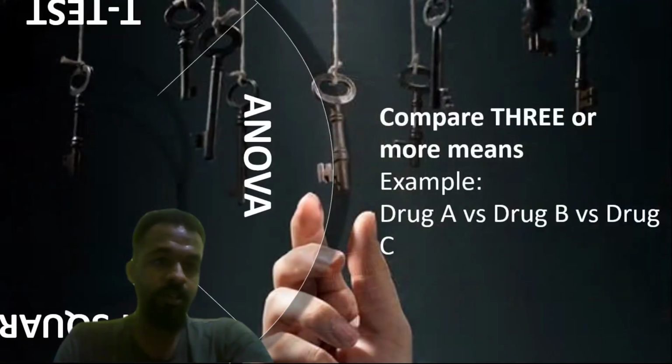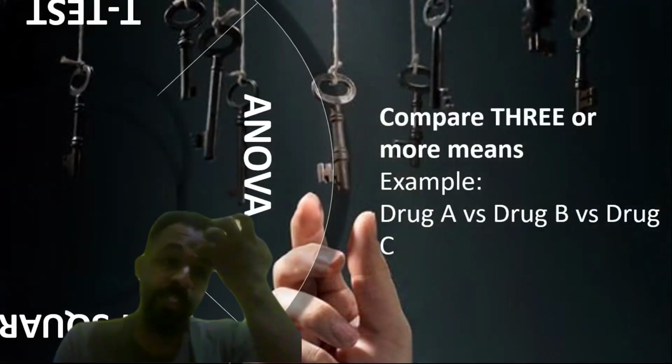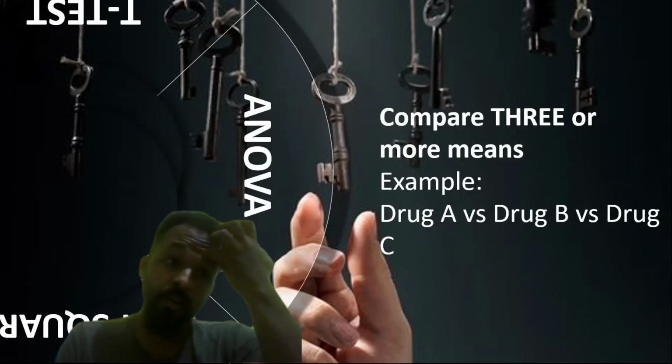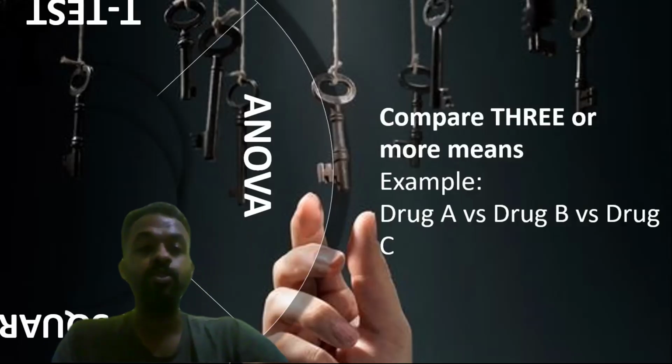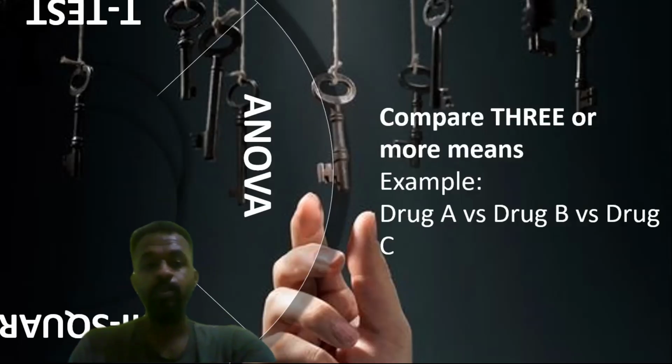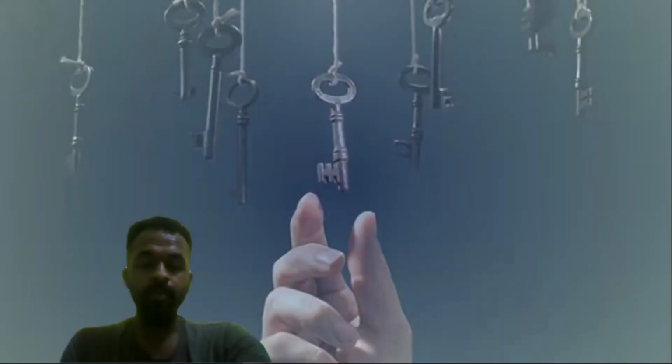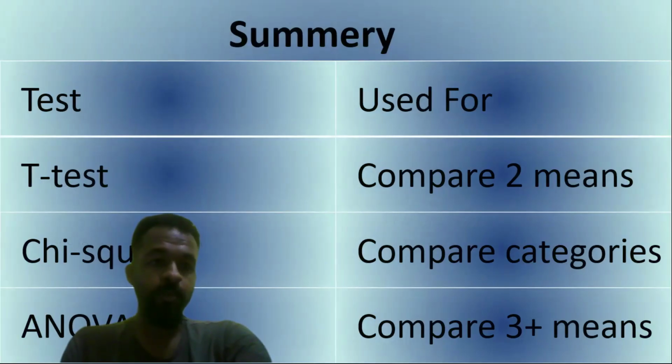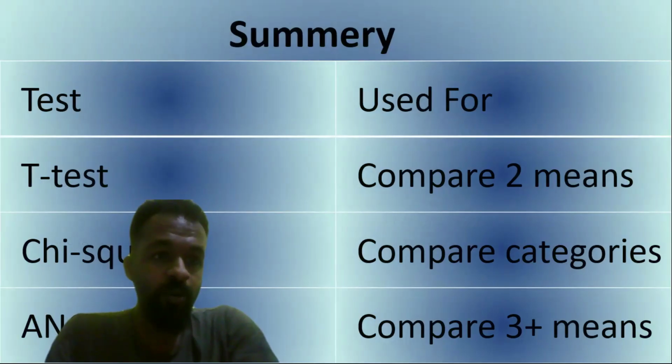Last but not least, the ANOVA test. ANOVA stands for analysis of variance. ANOVA is used when comparing the means of three or more groups. For example, suppose we compare drug A, drug B, and drug C. A t-test only compares two groups. So when there are three or more groups, we use ANOVA. We have a table here just to simplify everything for you guys, to help you memorize it.